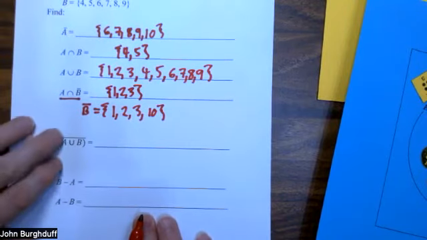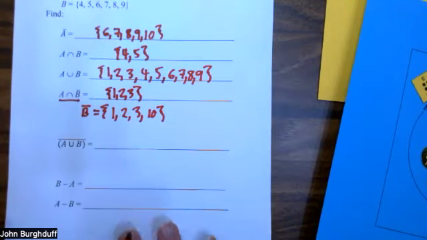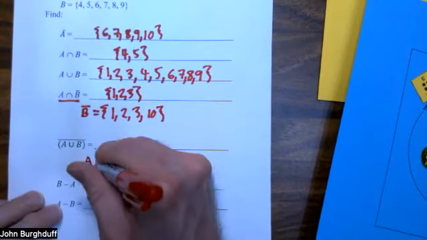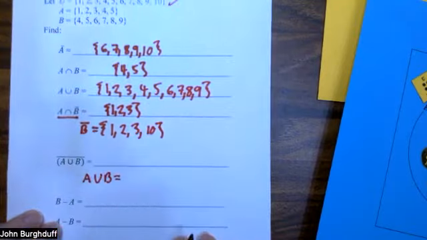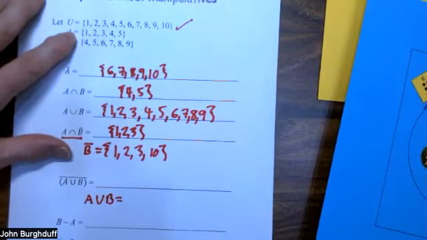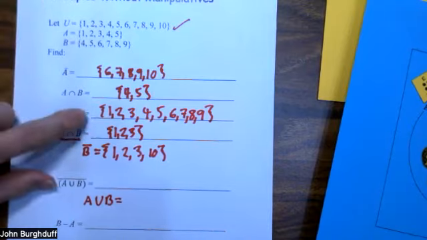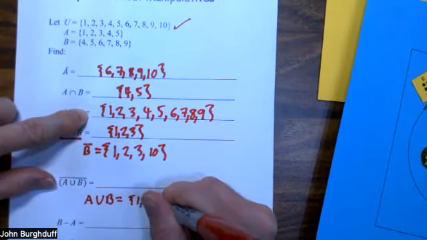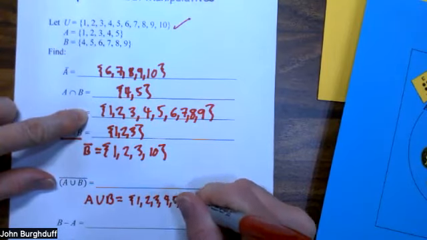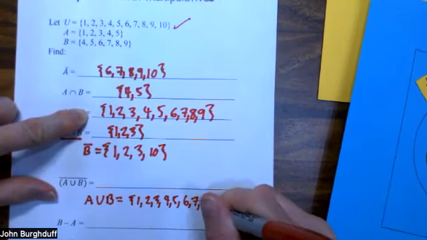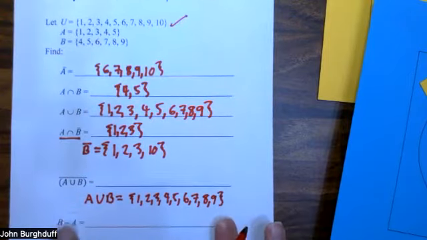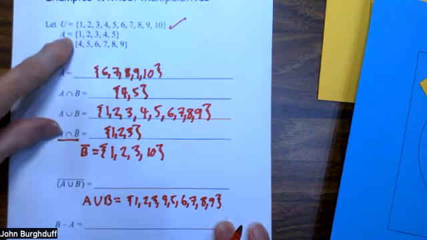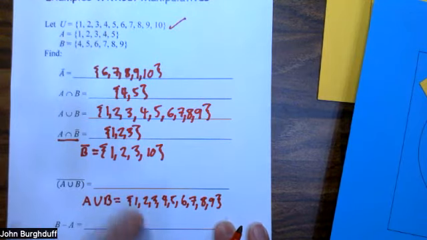A union B, and then the complement of that. Again, you might want to do this in 2 stages. Parentheses means do this first. So you first think about A union B, all the elements that are either in A or in B, and we've actually done that. It's everything, in fact, except for the number 10. And the complement of that would be all the elements that are in my universal set, but not in this set.